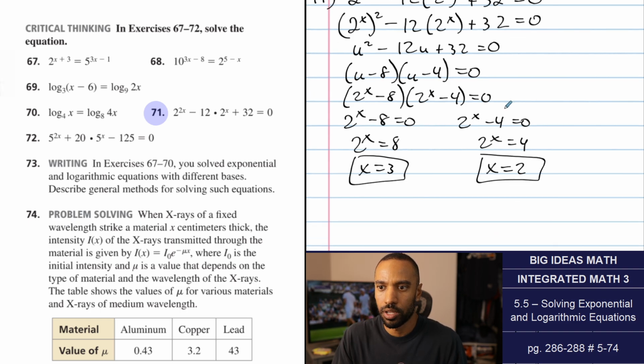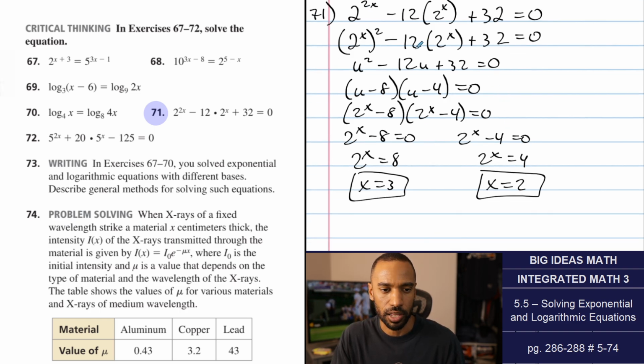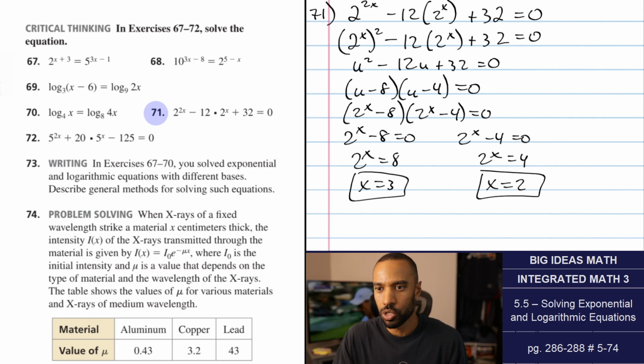Now, do either of those work? Sure. These are exponential functions. It's not logarithmic. We're all good for that one. So x equals 3, x equals 2. I'm good with them.